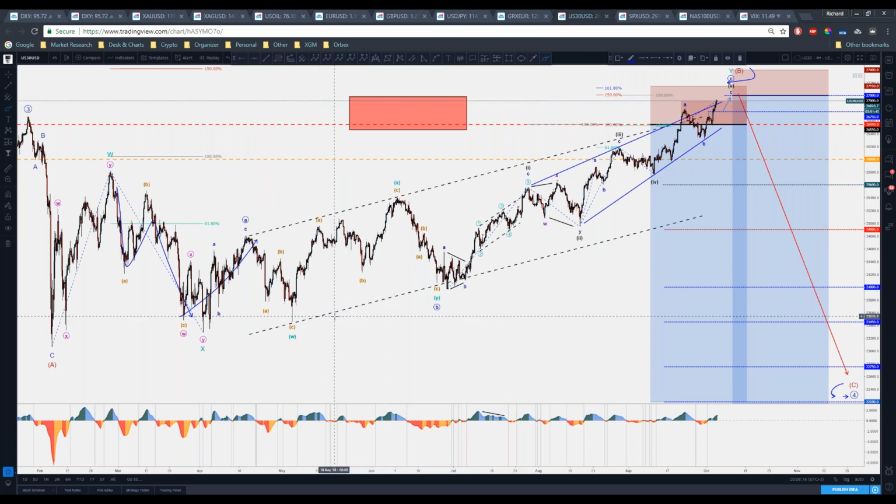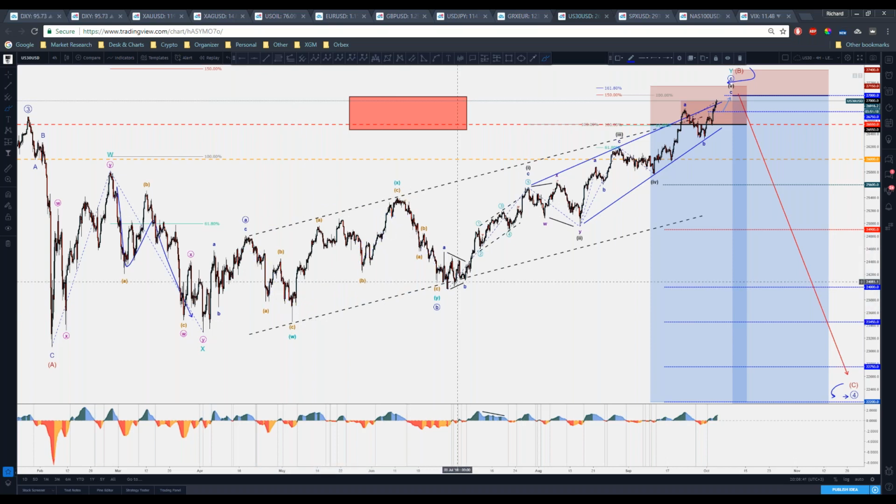So like this, the structure, right? So this leg does not go beyond, it's a running flat, it does not go beyond the end of this swing, and this swing goes beyond the start of that swing, right? It's not an ABC, I'm labeling it as a WXY, right? In a running flat in a B wave.